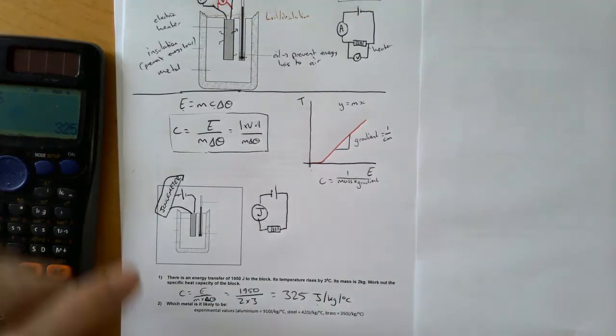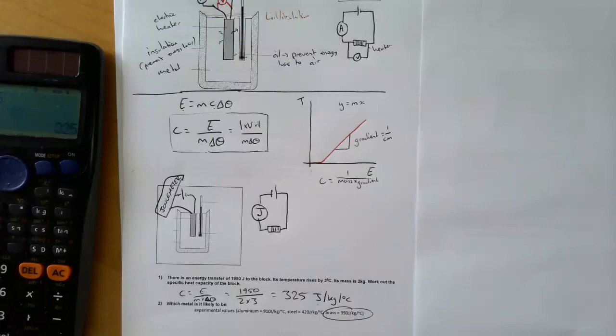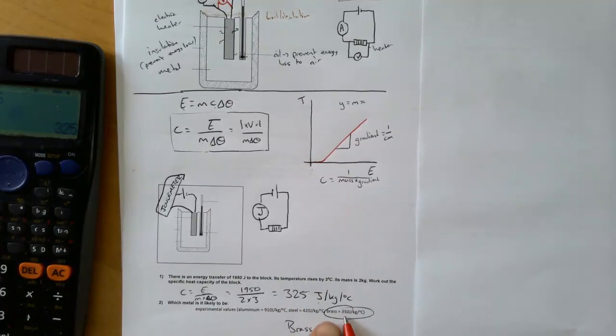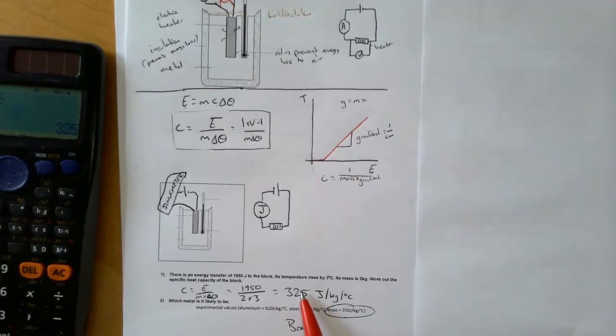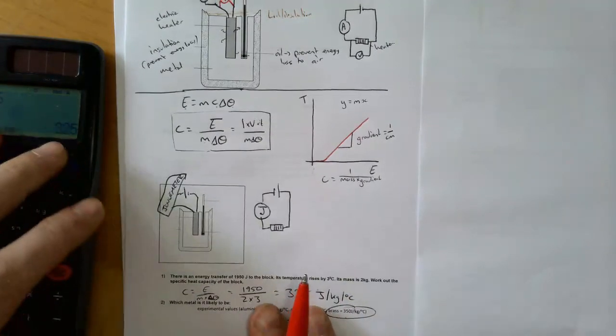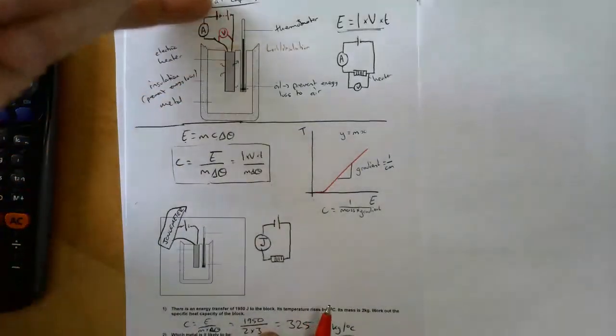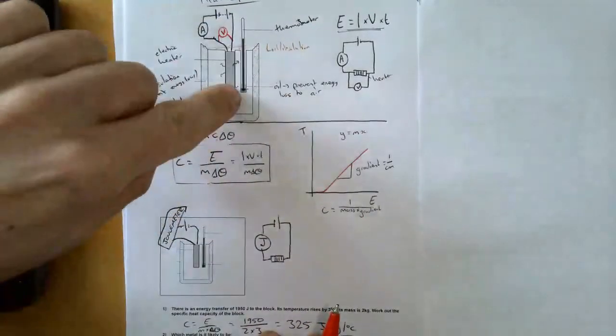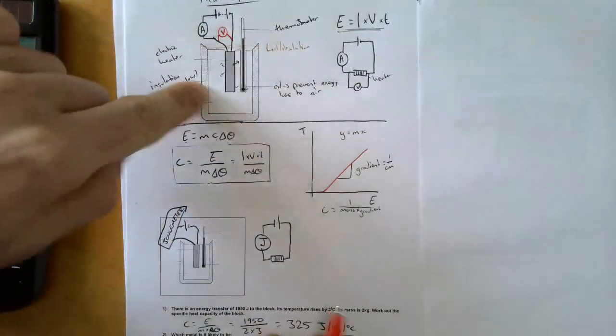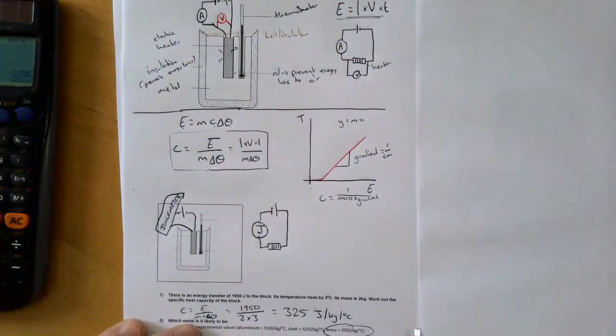Part 2, which metal is it likely to be? Well, it's the closest to brass. This number is most close to brass, so it's likely to be brass. And if you had to explain it, you'd say the heat capacity of brass is very, very similar to the heat capacity that we've calculated. Why are they different? Well, there might be some errors. There might be some energy loss to the room, maybe because there isn't a lid, or because we didn't use water, or because there was no insulation, and that might explain the difference.